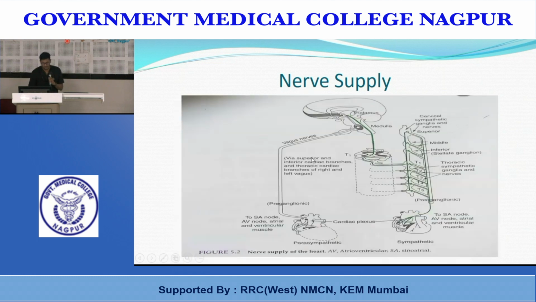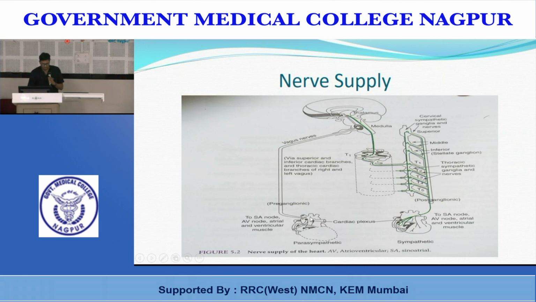So the vagus nerve acts via the superior and inferior cardiac branches and thoracic cardiac branches of the right and the left vagus. They give off the preganglionic branches, and then they have the postganglionic branches. While in sympathetic, you have the postganglionic branches which supply the heart through superior, middle, inferior.